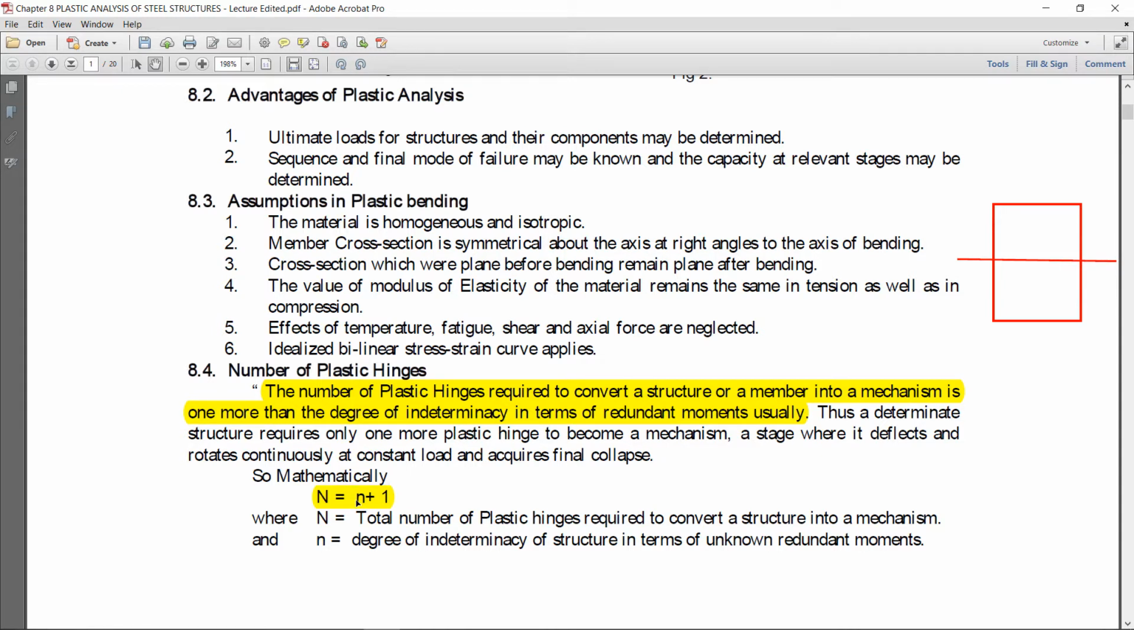If the degree of indeterminacy is 1, then the number of hinges required is 1 plus 1, which is 2, for forming the failure mechanism in the form of plastic hinges. And a determinate structure requires only one plastic hinge to become a mechanism. Means only one hinge is required for determinate structures.